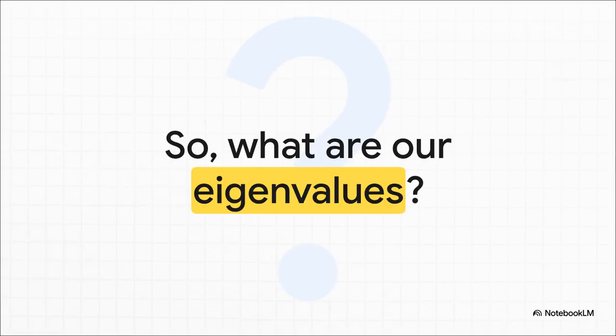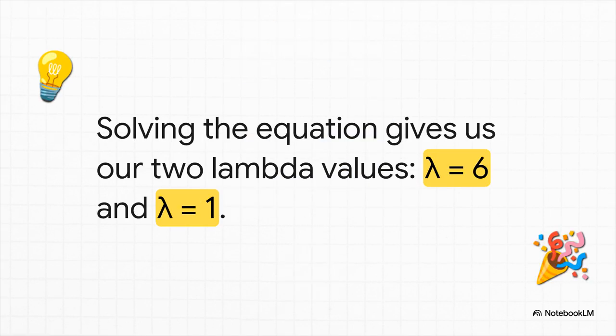So what's next? How do we actually get our eigenvalues out of this thing? Well, you can get your hands dirty and factor this yourself, or hey, just plug it into a calculator. Either way, you're going to find that our two eigenvalues, our two lambdas, are 6 and 1. And just like that, step 2 is in the bag.